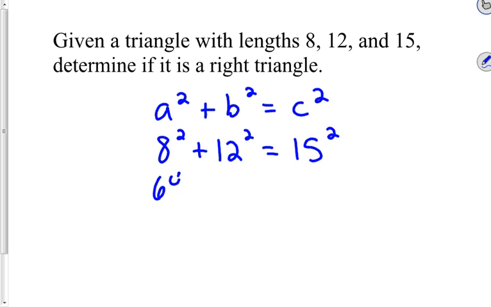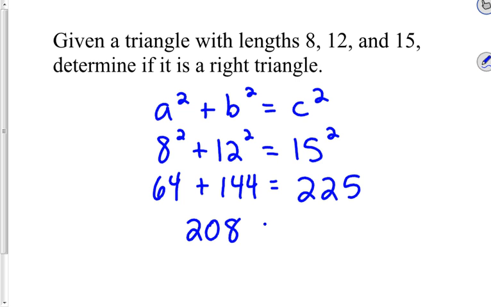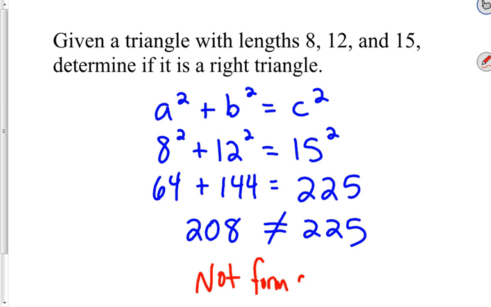8 squared is 64, 12 squared is 144, and 15 squared is 225. Now, 64 plus 144 is 208, which obviously does not equal 225. So in this case, the Pythagorean theorem does not hold true, so we have determined that these three sides do not form a right triangle.